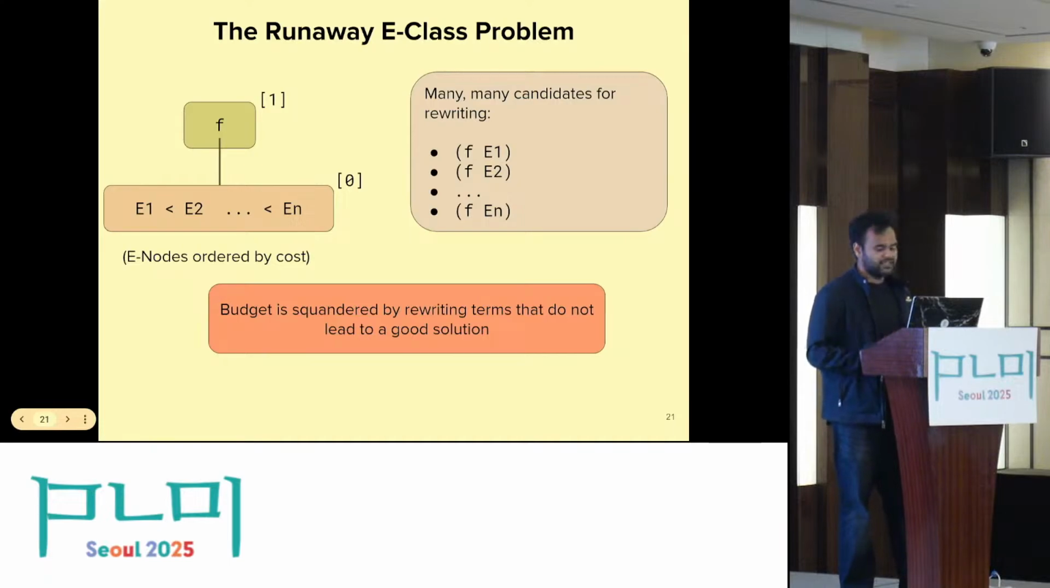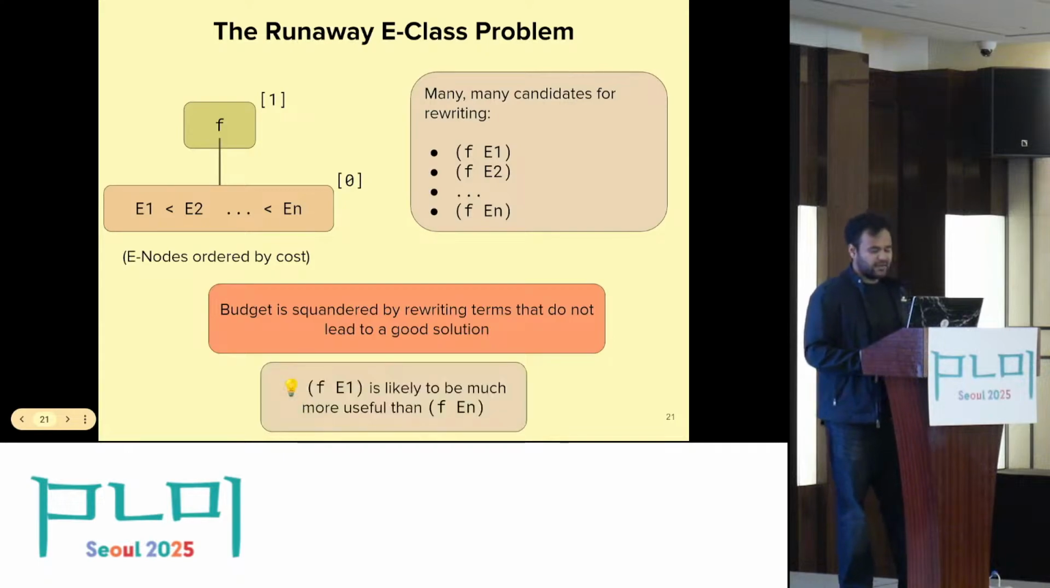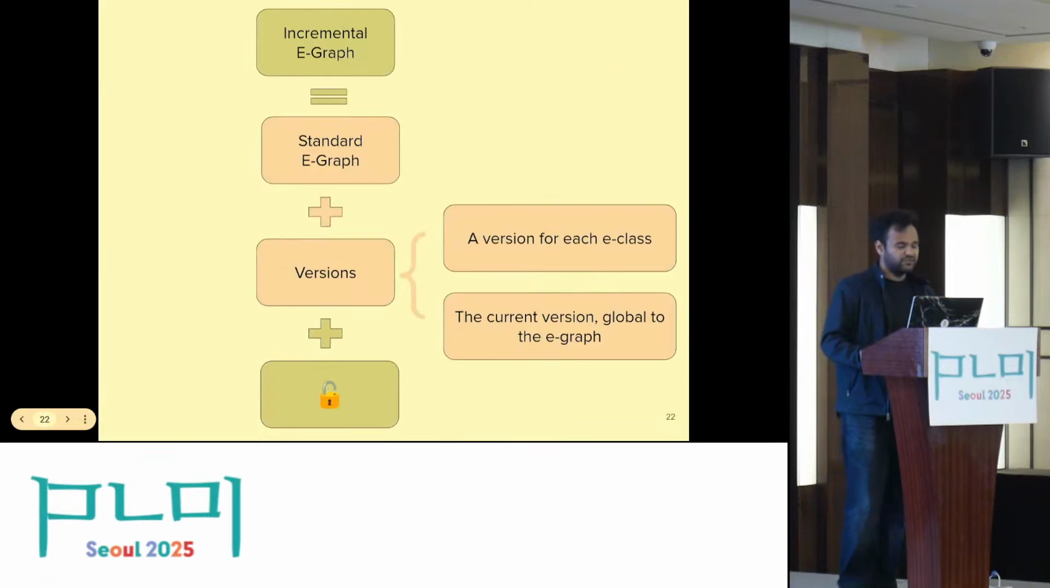How do we deal with this issue? Well, our insight was that f of E1, which is the lowest cost E-node in this E-class, is likely to be a much better candidate for rewriting than f of En, which is the highest cost E-node. And this is exactly the motivation for the second component of incremental E-graphs. It is a top-K analysis.